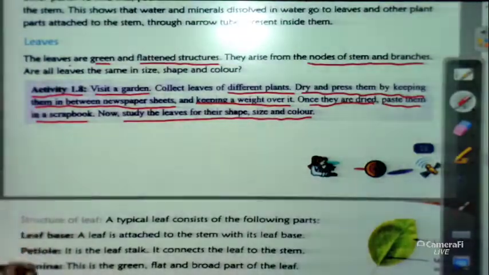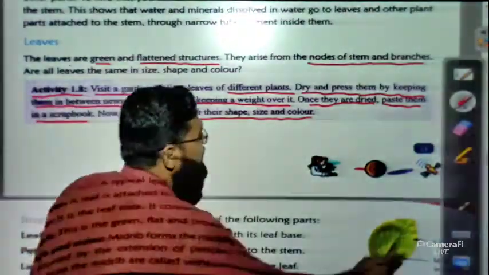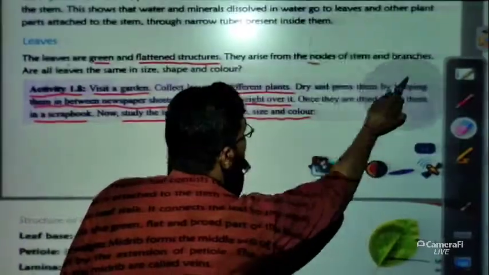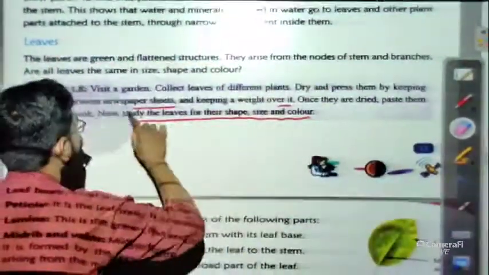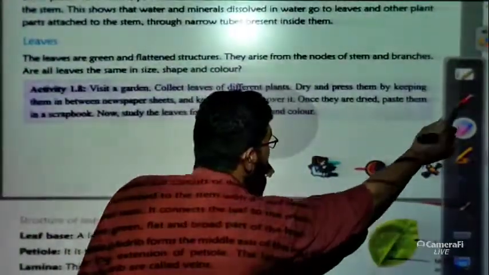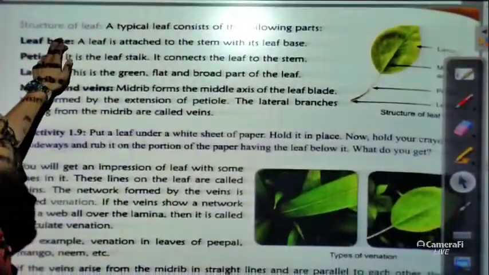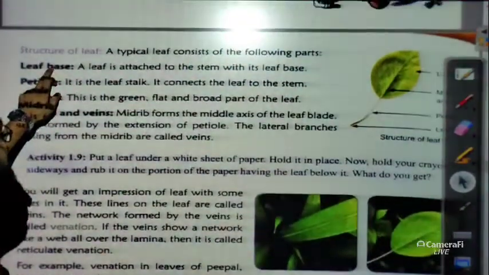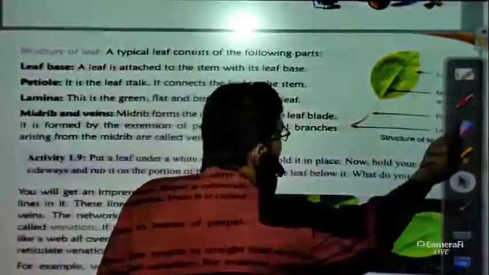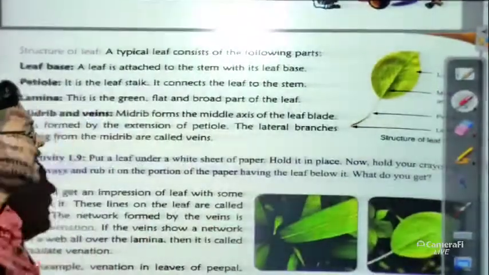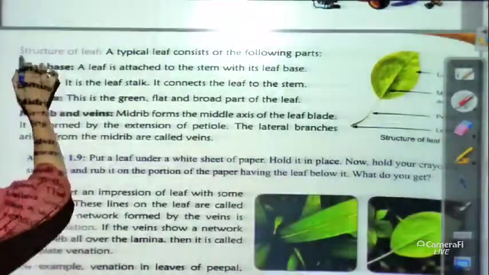Now, the structure of the leaf is very important. Why is the structure of the leaf very important? Because there are so many parts in the structure of the leaves. So let me show you the structure of the leaves one by one. Now just have a look.